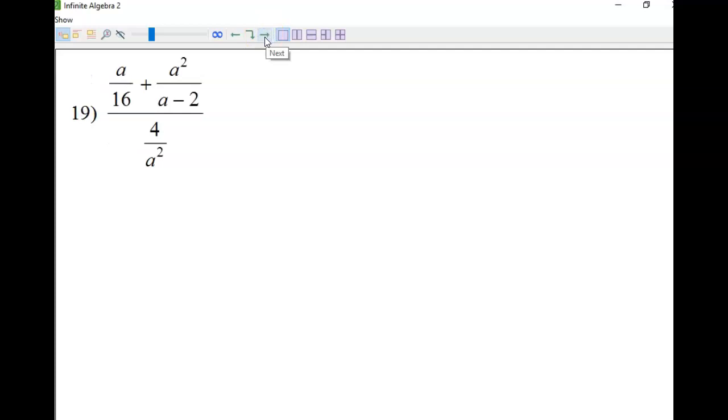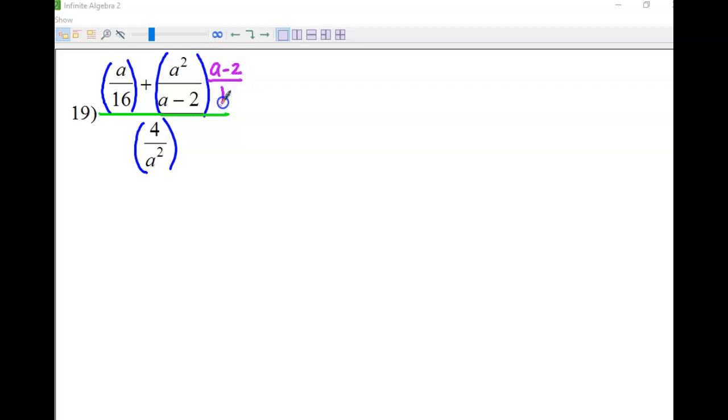Here's another one. This one's a little bit more complicated because it has 3 fractions in it. So we have 3 little fractions inside of one big giant fraction. In this case, we want to multiply everything by each of the little denominators to clear them out. So the first thing I'll do, let's get rid of the a minus 2 first. Why not?